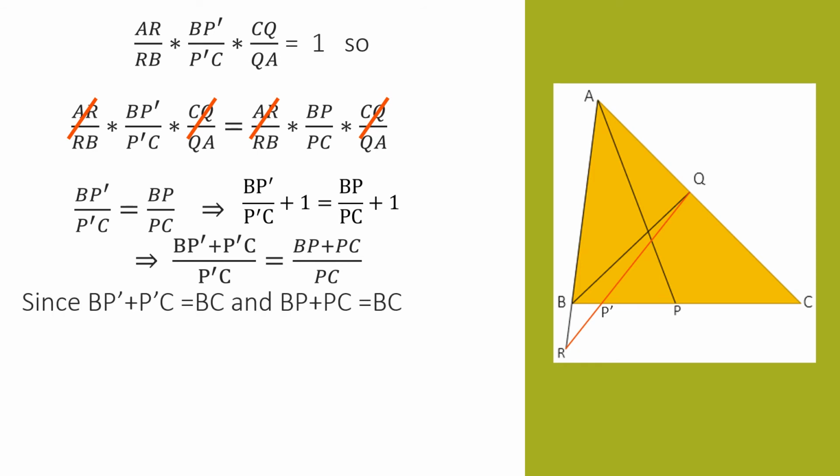Notice in the picture, BP prime plus P prime C is equal to BC, which is also equal to BP plus PC. So we can replace the numerators with BC. Then we get P prime C equals PC. Therefore, P prime is equal to P as desired.